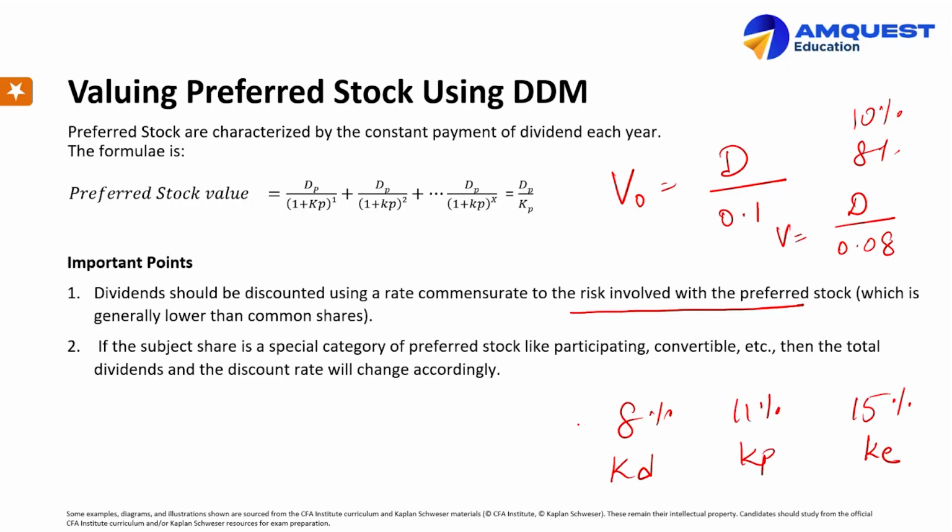So the cost of debt is always lower. Then we have the cost of preference shares, and the cost of equity is always higher. This is what the debt holders are demanding, 8%. This is what the preference holders are demanding, 11%. And this is what the equity holders are demanding, which is 15%. If the subject share is a special category of preferred stock like participating, convertible, etc., then the total dividends and the discount rate will also vary. But this is not there in the syllabus. We are just assuming that it's an ordinary preference share.